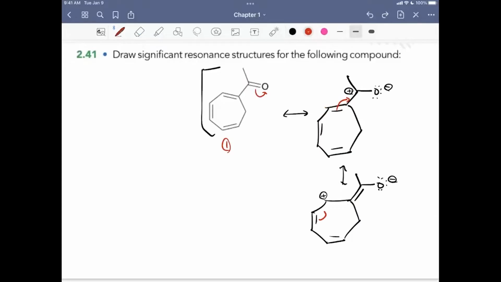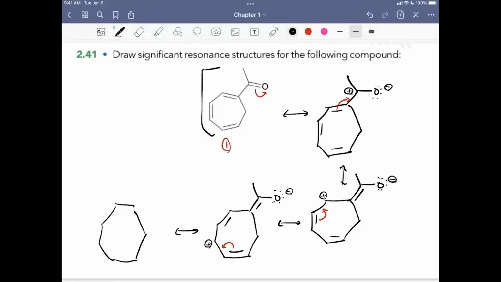And now we can incorporate this pi bond and resonate more around this aromatic ring. That pi bond goes up there. Everything up here stays the same. And our plus charge goes right here. And finally, we can do it one more time. Put that pi bond over one, and we'll have our final resonance structure, with the plus charge going over here.